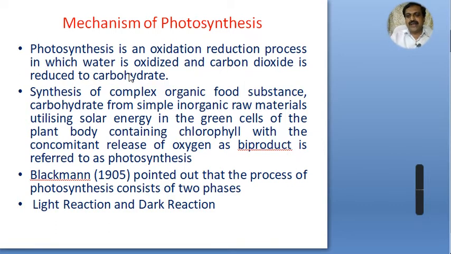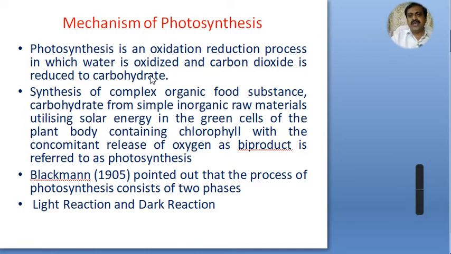We have two reactants in photosynthesis, both inorganic: water and carbon dioxide. One of the reactants, water, gets oxidized and the other reactant, carbon dioxide, gets reduced. Since both oxidation and reduction take place during the mechanism, photosynthesis is also referred to as a redox process.